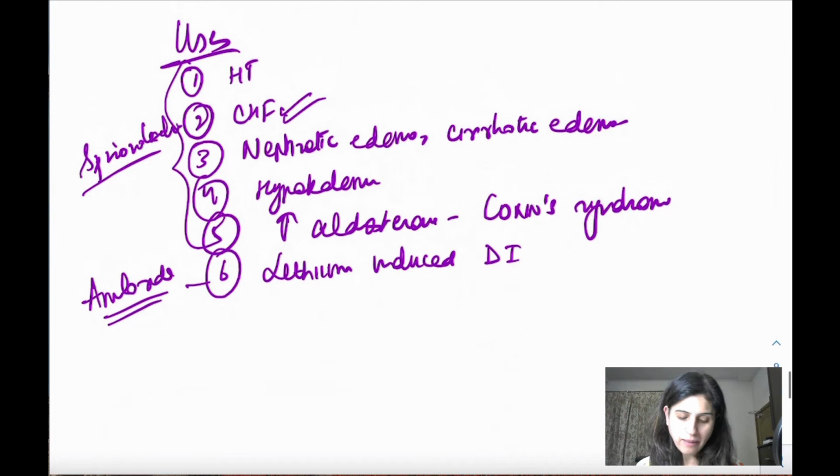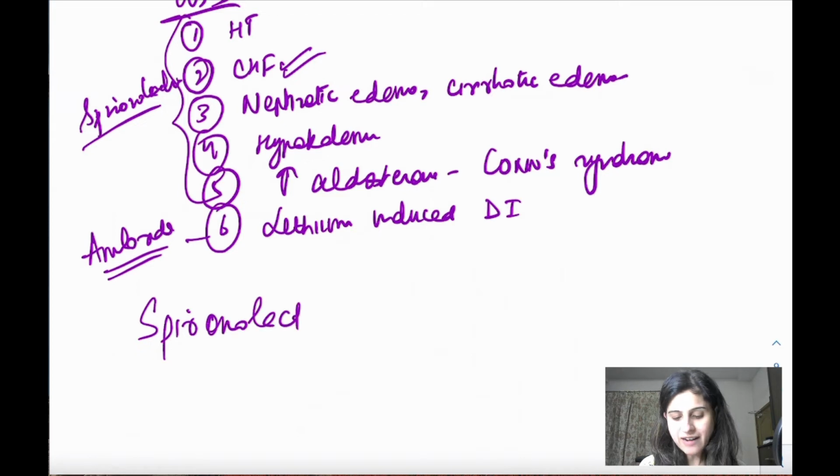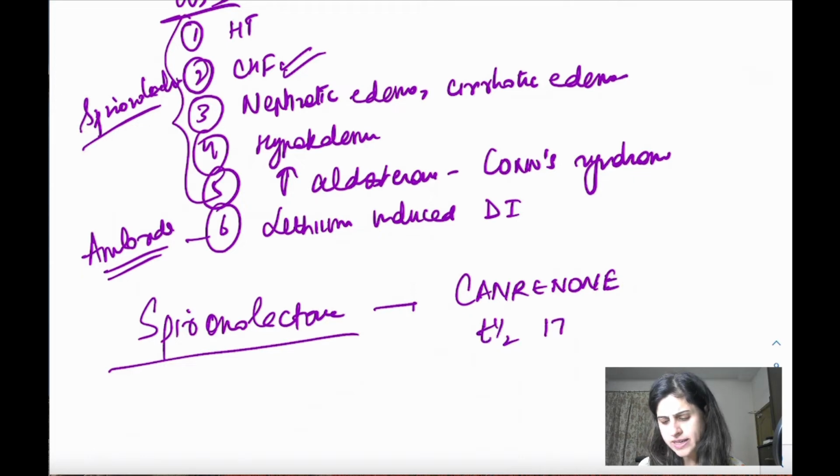Another thing to remember about spironolactone is that itself, it is a very short acting drug, but जो इसका metabolite है, which is called canrenone, it has a long half-life of around 17 hours. So that's how it becomes longer acting. Otherwise, it itself is short acting.